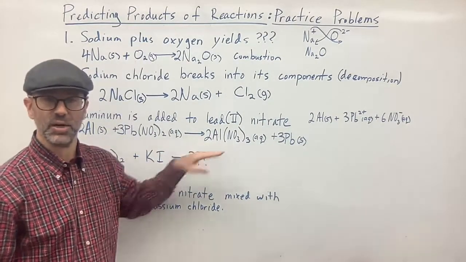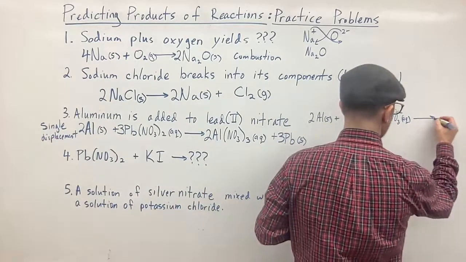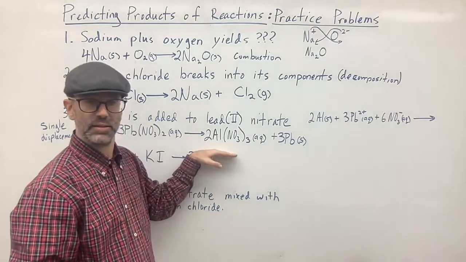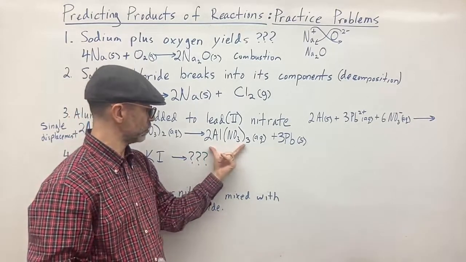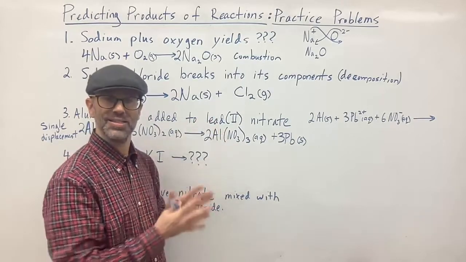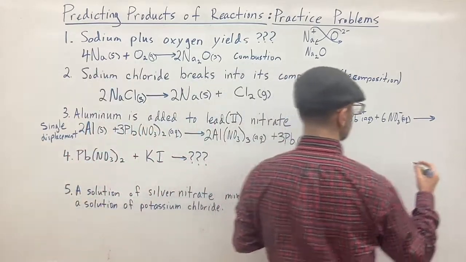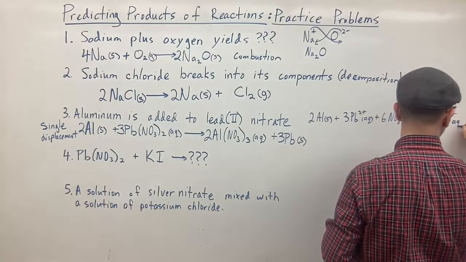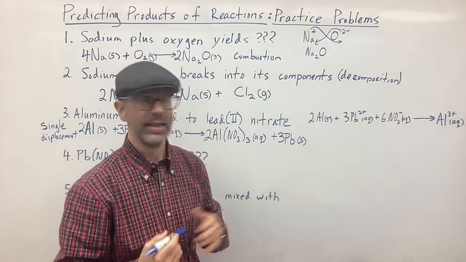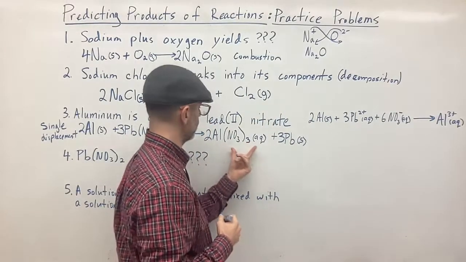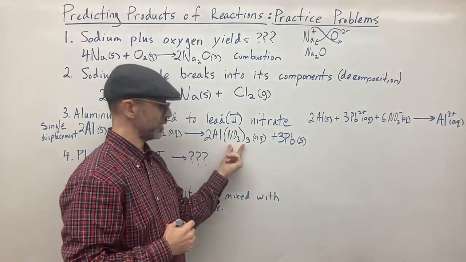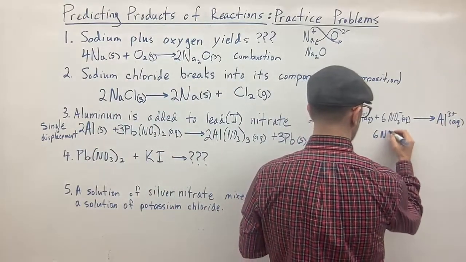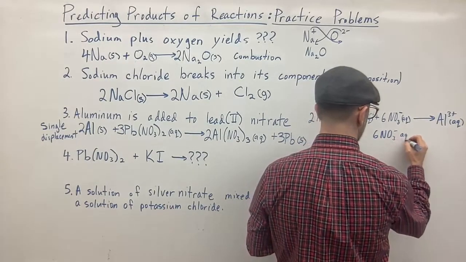And then I do the same thing for the products. So again, I have aluminum nitrate in solution. So this is an aqueous solution. It's ionic. So these ions, again, are separated from each other. So I have Al3 plus aqueous. And then I also have the nitrate. So again, I have 2 times 3. That means I have 6 nitrates. So I'm going to write down here the rest of it. So I have 6 NO3 minus aqueous.